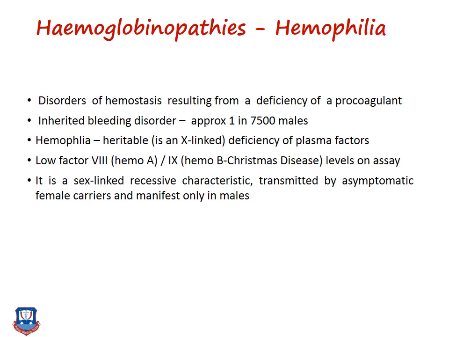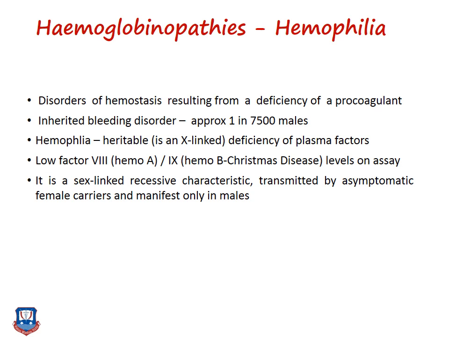Hemophilia is a disorder of hemostasis resulting from a deficiency of a procoagulant. It is an inherited bleeding disorder. Approximately 1 in every 7,500 males are affected. Hemophilia is a heritable X-linked deficiency of plasma factor.